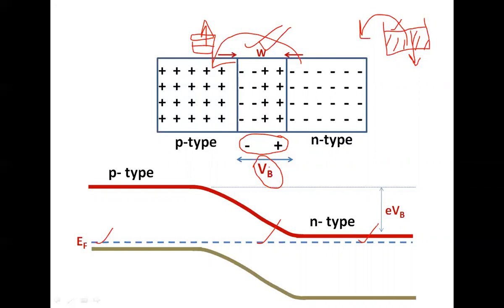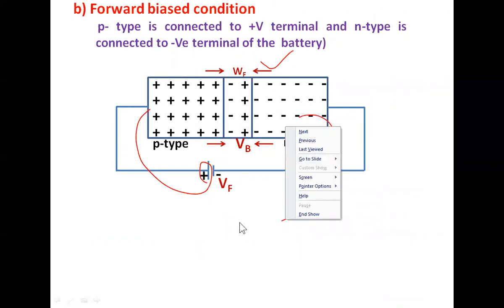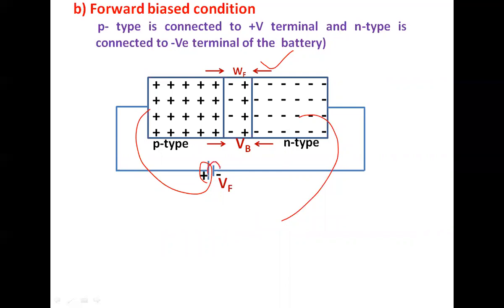Now this is the situation without connecting to a battery. I have not connected this p-n junction to any battery or source, so this is called the unbiased condition. Now let us see what will happen in the forward biased condition. You take the p-n junction and connect the p-type material to the positive terminal and the n-type material to the negative terminal. This type of connection we call forward biased connection. Now, under this forward biased condition, what is happening? Let us try to understand first.